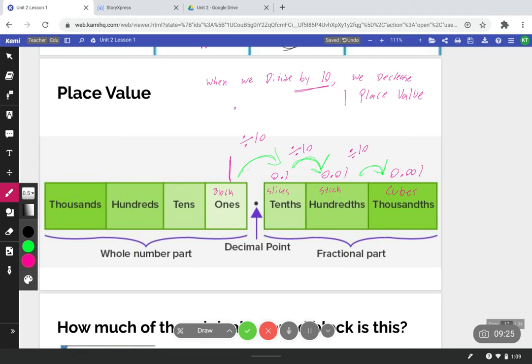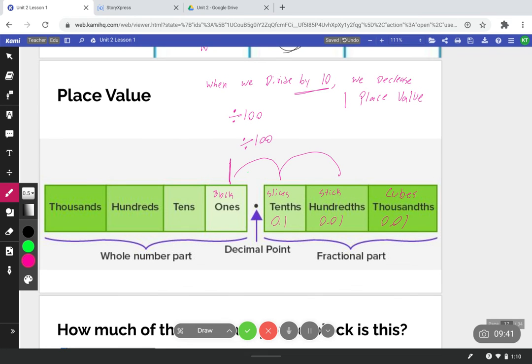But what would happen if we divided by 100? What would happen to our place value? How much would we decrease by? We would decrease by, if we divided by 100, 2 place values. We would end up with 100ths. If I divided by 1,000, I would decrease 3 place values to get 1,000ths.